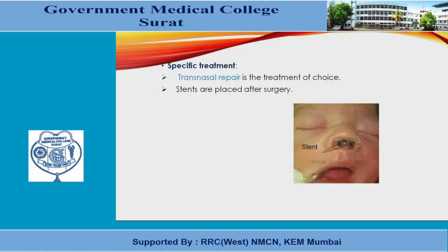In specific treatment, transnasal repair of the atretic part of the choana is done. Stents are placed after the surgery. So in supportive treatment, we have to secure the airway and maintain the oxygenation level. If the patient is stable, then we can give RT feeding or gavage feeding. And in specific repair, we have to do transnasal repair of the choanal atresia and put in stenting.